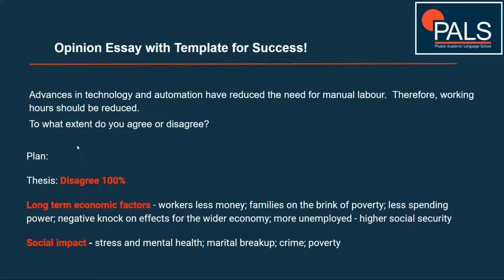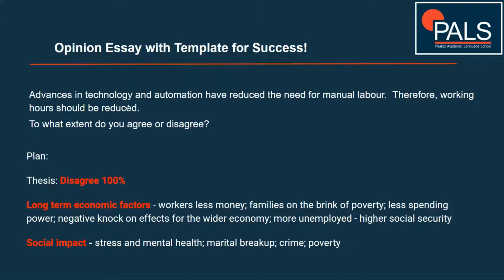Then what you need to do is decide what your thesis is. Your thesis is what you're going to do in the essay, what you're going to prove. And I'm going to disagree 100% with this premise here. And the reasons for that? Well, the long-term economic factors, such as workers have less money, families are on the brink of poverty, less spending power, negative knock-on effect for the wider economy, more unemployed people, and therefore higher social security.